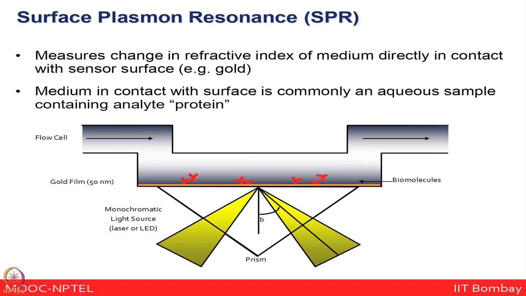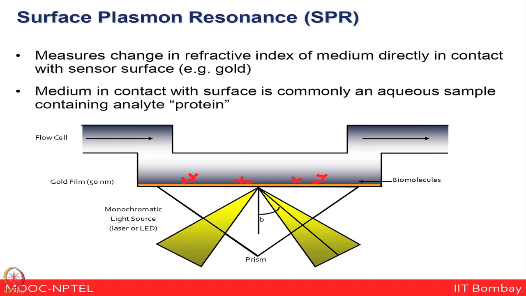For example, you are passing your proteins of interest to measure whether there is a binding happening for this protein or not, and if there is a binding, then you will see the change in the percentage reflectivity, followed by which you will monitor the sensorgram.